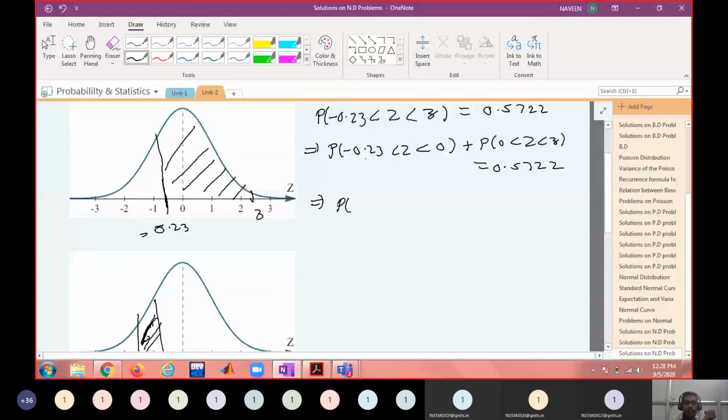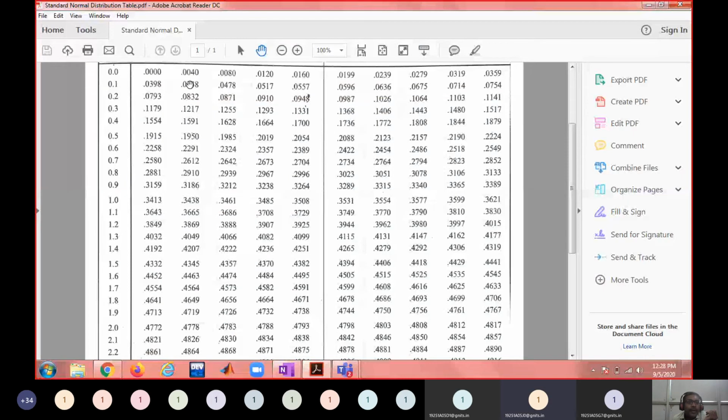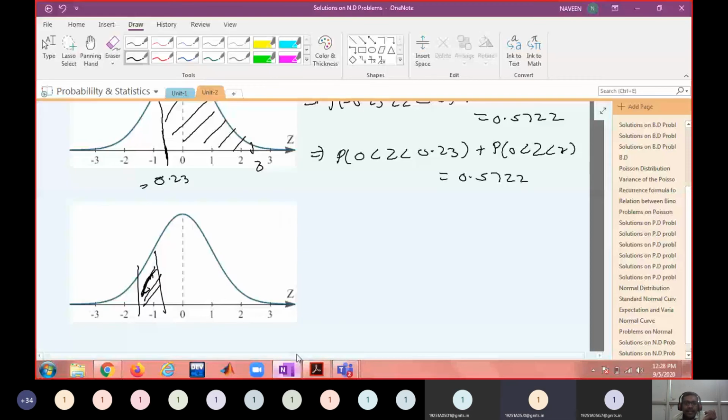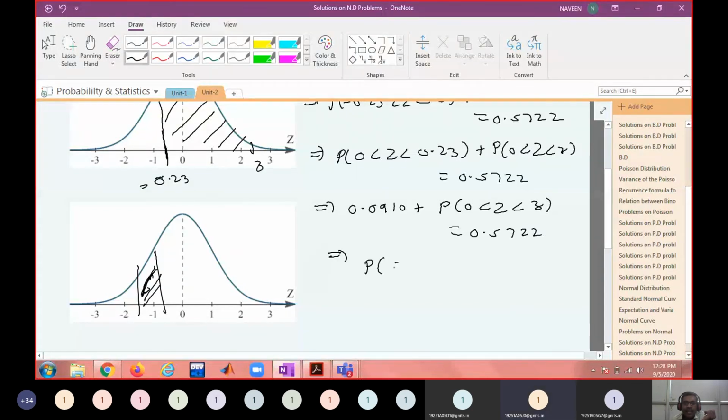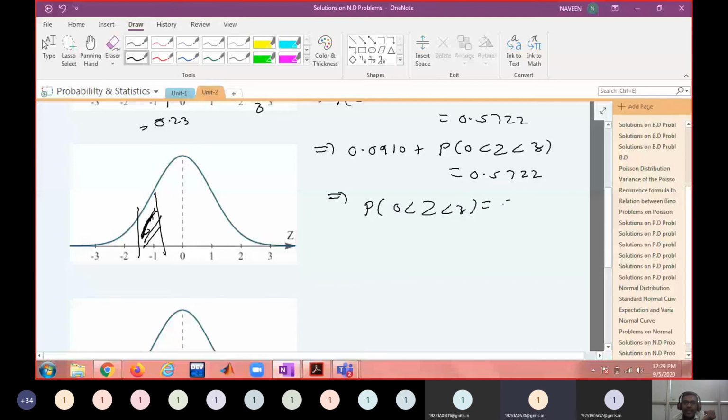Now, what is the area from 0 to 0.23? It is 0.0910. So this implies 0.0910 plus the probability that 0 less than z equals 0.5722. From this you need the z such that 0 less than z equals, subtract this value from the right side value. What is it? 0.4812.